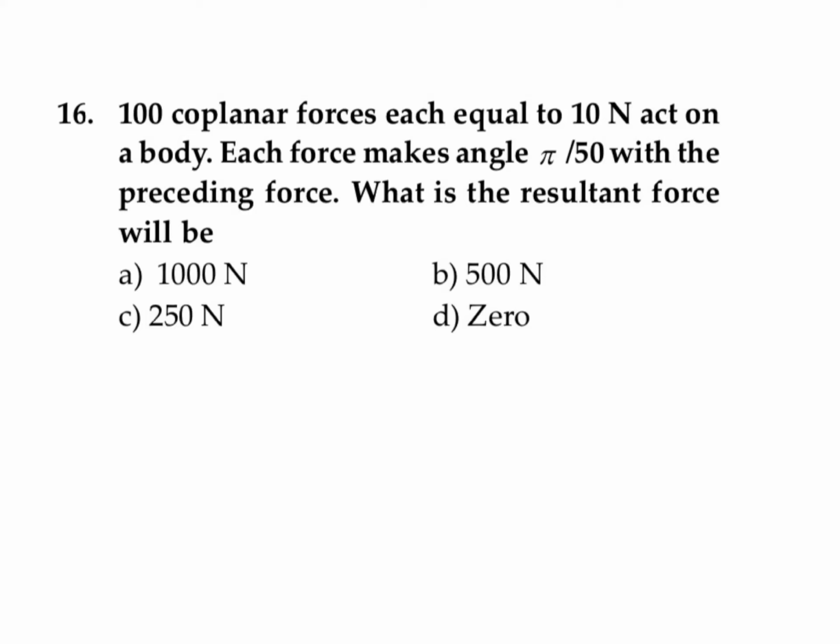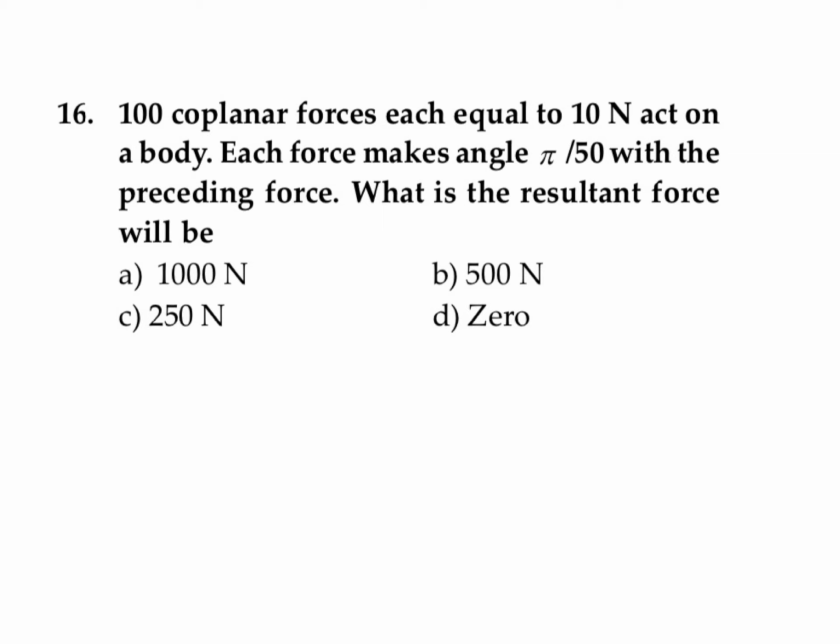So in this question it is given that 100 coplanar forces, each equal to 10 Newton, act on a body. Each force makes an angle pi divided by 50 with the preceding force. What will the resultant force be? So first of all, just try to understand the concept behind this question.